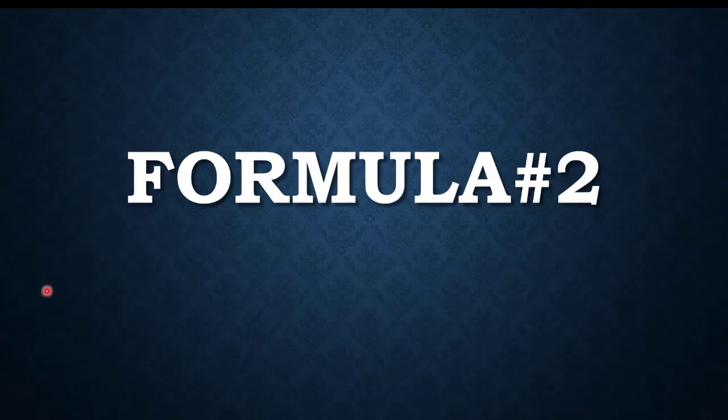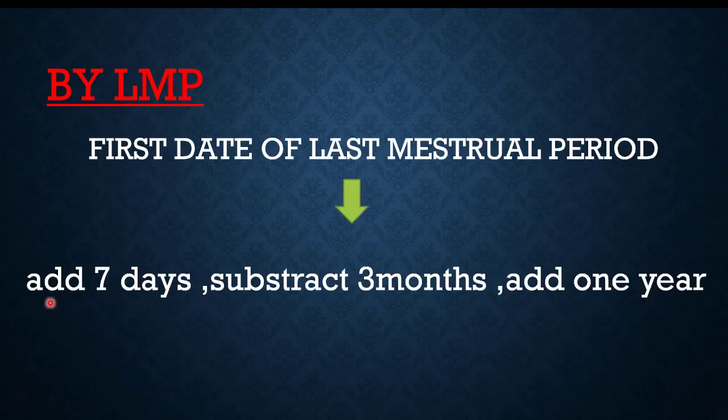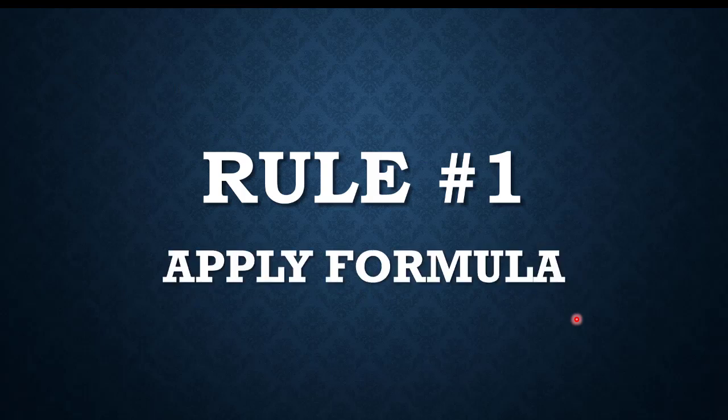Now we will apply the second formula of Nagel's rule to calculate EDD from the last menstrual period. In order to apply this formula, you just need to know the first date of your last menstrual period. And then we have to add 7 days in days, minus 3 months from the month, and add 1 year in the years. So we have to apply this simple formula.